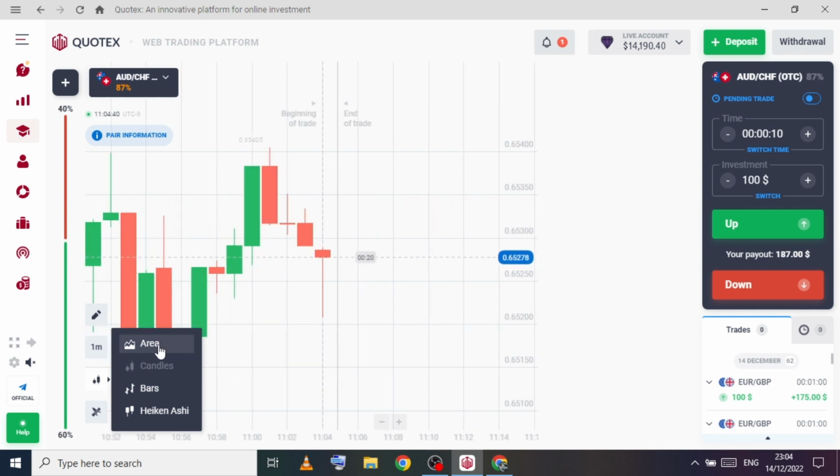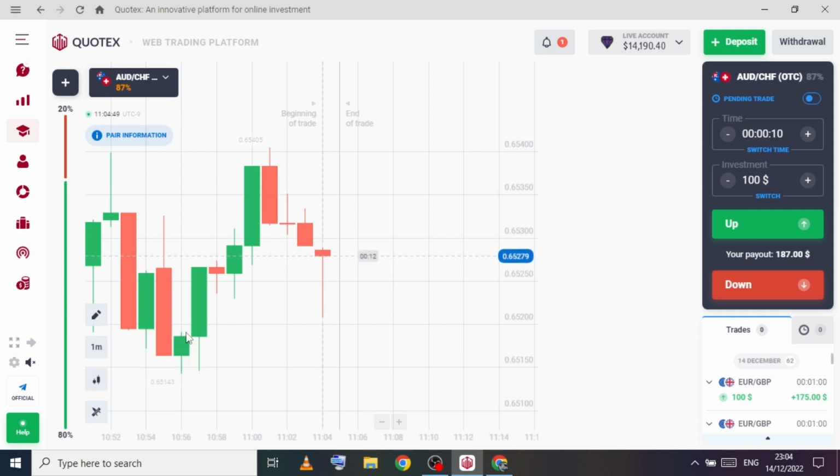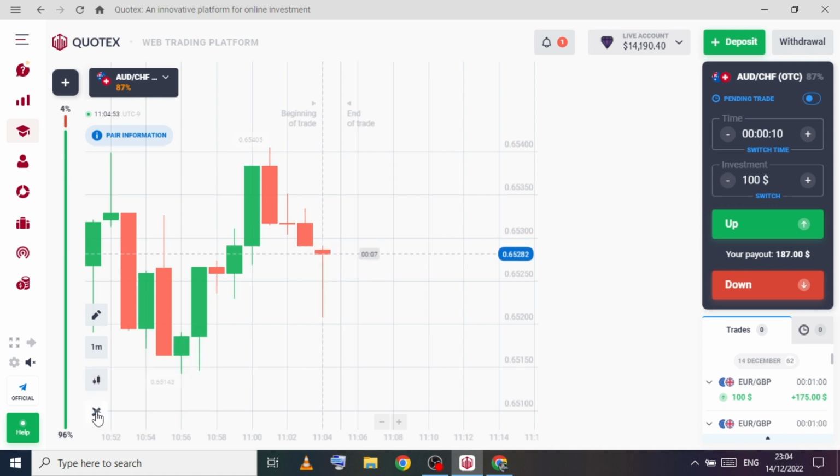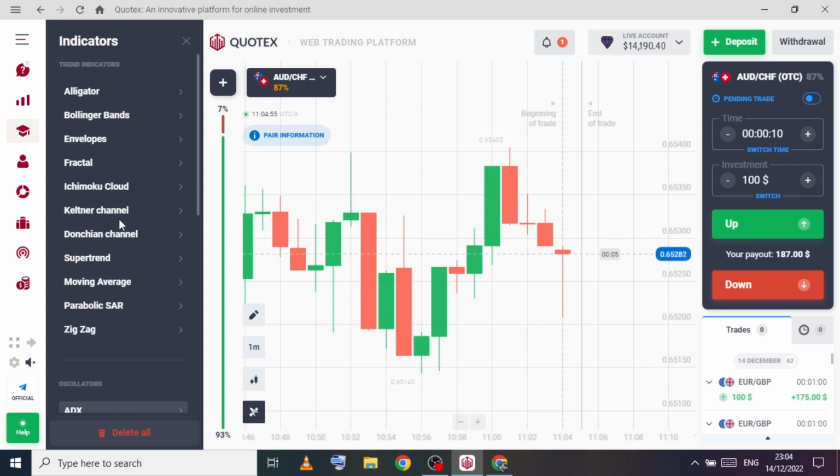All right, and then if you go down, this is where you're going to find the graphical representation, the price representation. This is the area chart, candlestick chart pattern. This is what we use in the bars, the Heikin Ashi. Some of these things I never use them. I love the candlesticks.